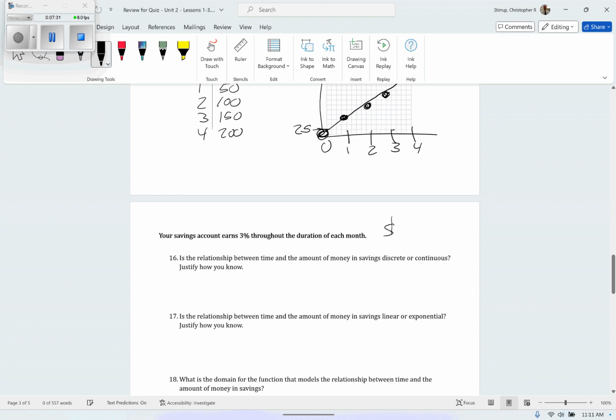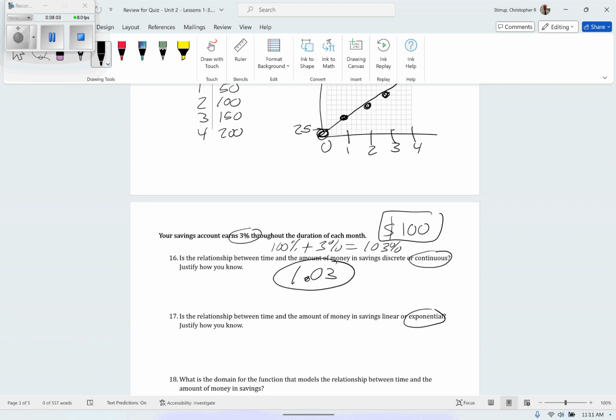Okay, remember on your sheet, your bank account's starting at 100. It says your account earns 3%, so I'm going to go 100% plus 3%, and that's going to give me 103%, which is going to be 1.03. All right, is this discrete or continuous? It's continuous. It says throughout the duration of the month, so it's going to keep growing. Is the relationship linear or exponential? It's exponential because I'm going to multiply each time by 1.03.